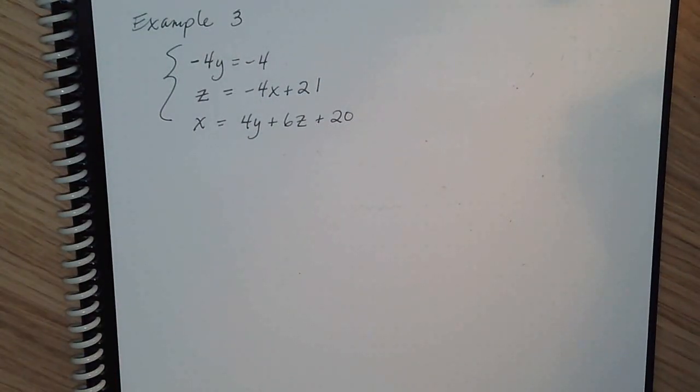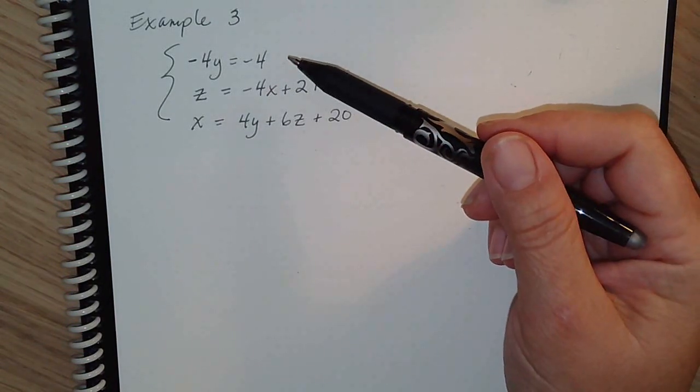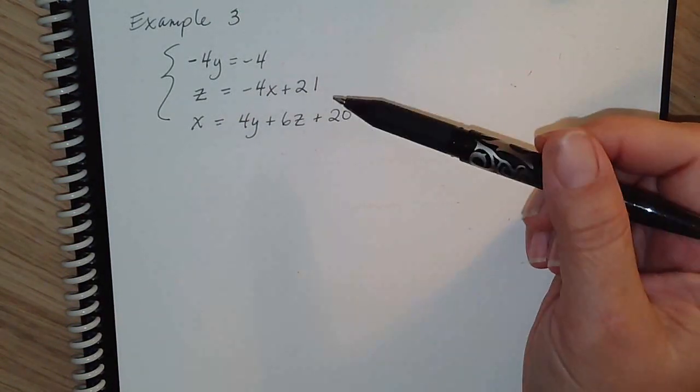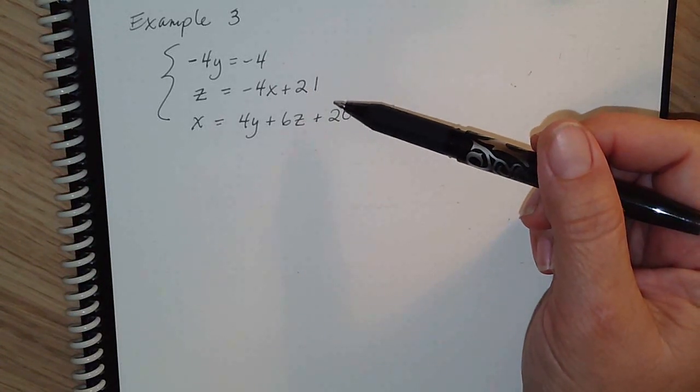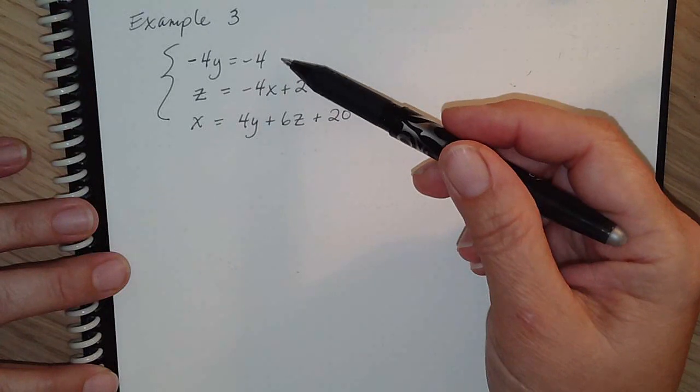Now let's do an example with 3 variables. If I have 3 variables, that means I have to have 3 equations, or I won't have enough information to solve it. So I always choose the simplest equation first to solve. In this case, that's this one.